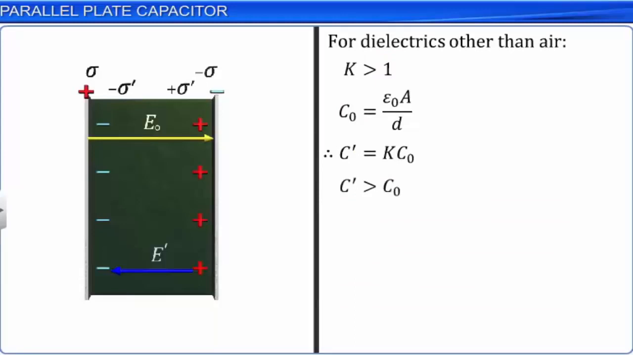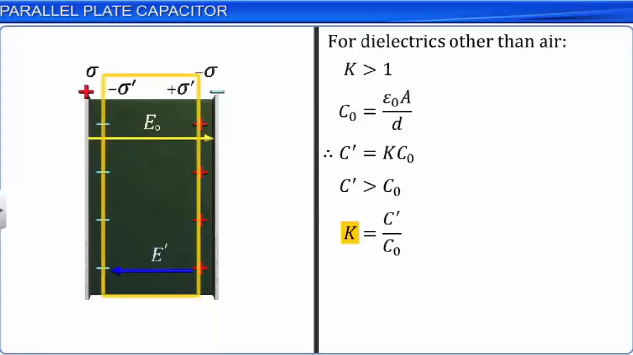We can also write K as the ratio of C dash to C naught. Thus, the dielectric constant K is a dimensionless quantity and has no unit since it is a ratio between similar quantities. Dielectric constant is also called the relative permittivity of the medium and is also denoted by epsilon r. K is also known as the factor by which the capacitance increases when a dielectric medium fills the intervening space between the plates of the capacitor.